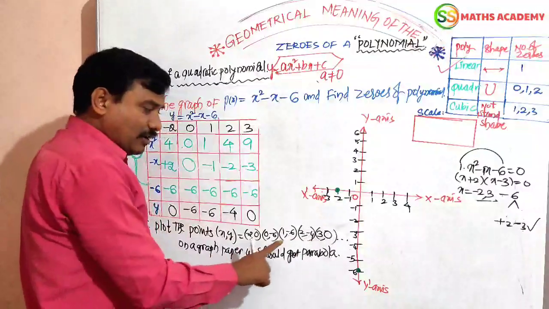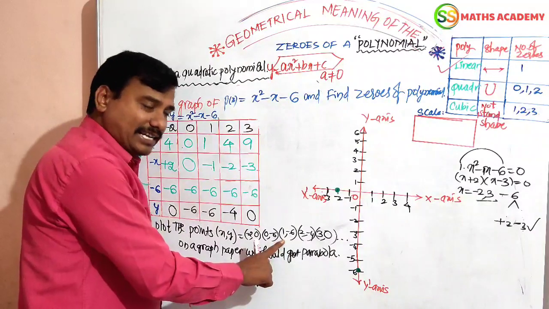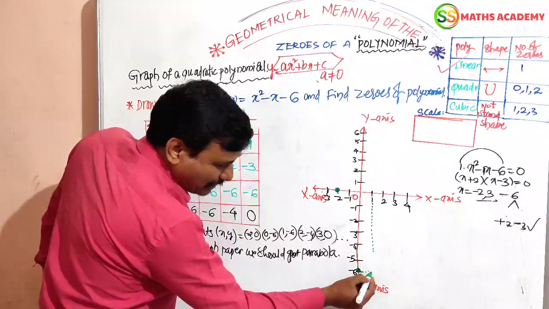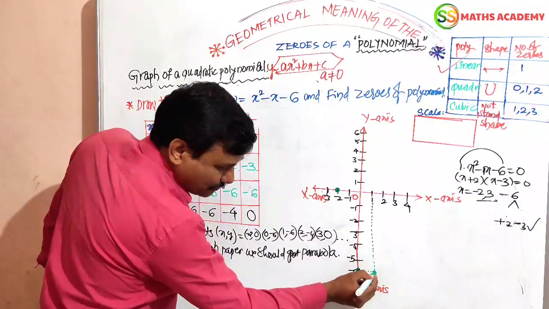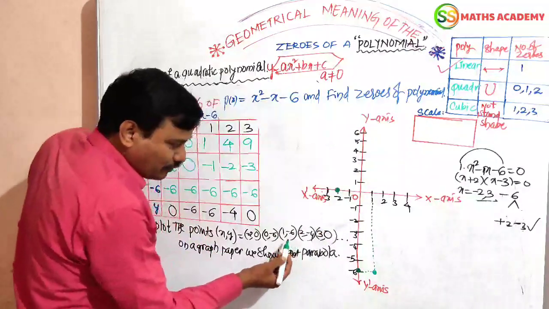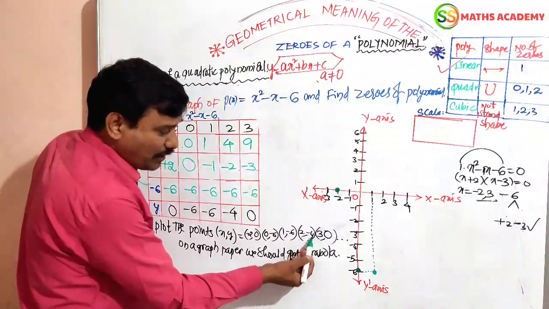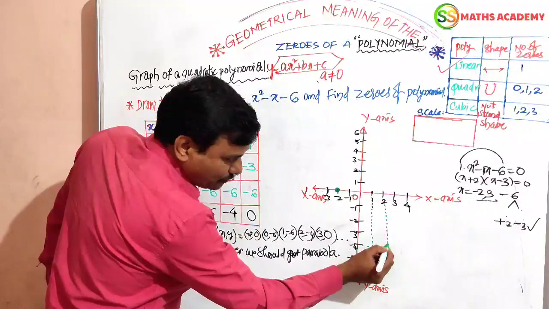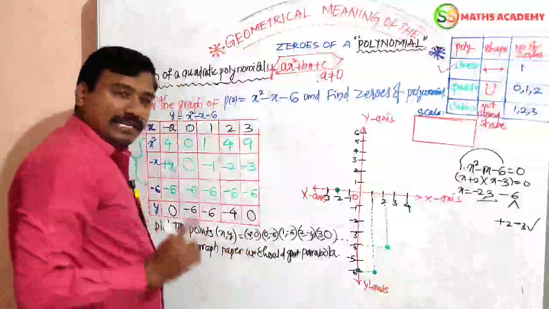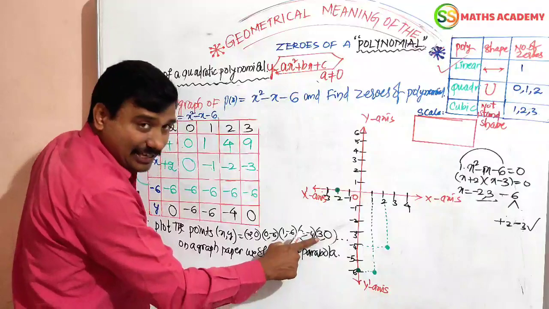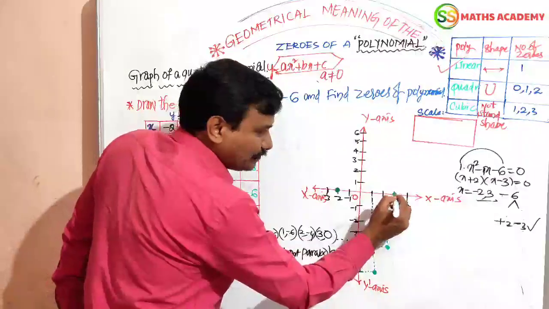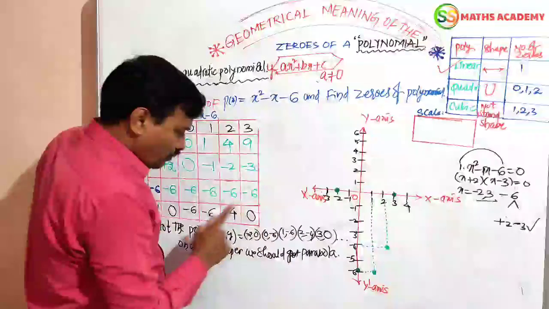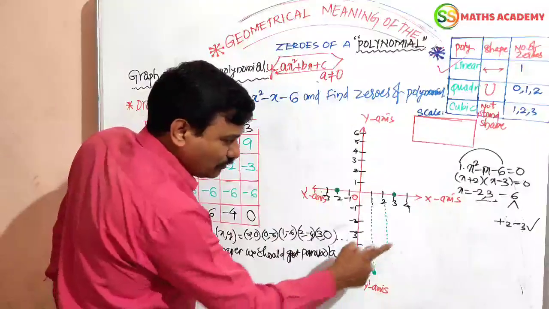Third point, x is 1, y is minus 6. Now the fourth point, x is 2, y is minus 4. Clear? Now x is 3, y is 0, which means here, on the x axis. Now 1, 2, 3, 4, 5 points.